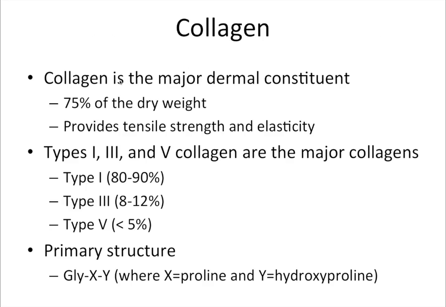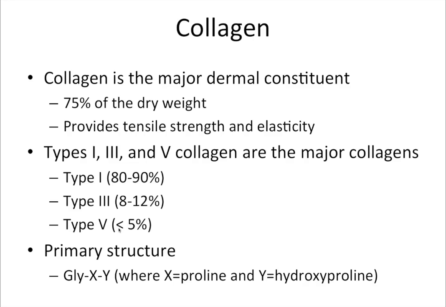So collagen is the major dermal constituent, and it's essentially 75% of the dry weight of the skin. And again, it predominantly provides the skin with tensile strength, but also with some elasticity. I mentioned before the type 6 was one of the predominant. I meant to say type 5. Types 1, 3, and 5 collagen are the major collagens that are found in the dermis. Type 1, you can see it's really the predominant factor, accounting for 80 to 90% of the collagen. Type 3 is only about 8 to 12%, and type 5 is less than 5%.